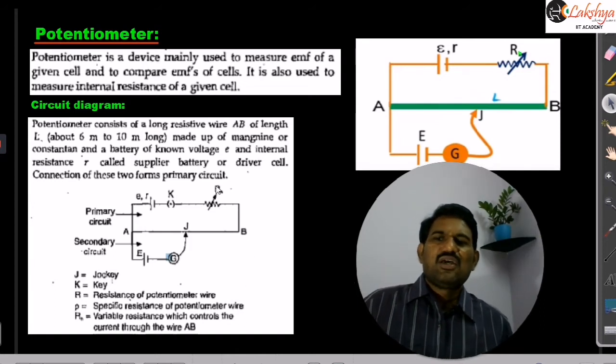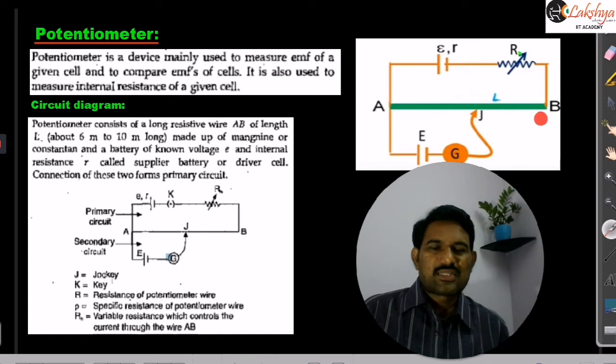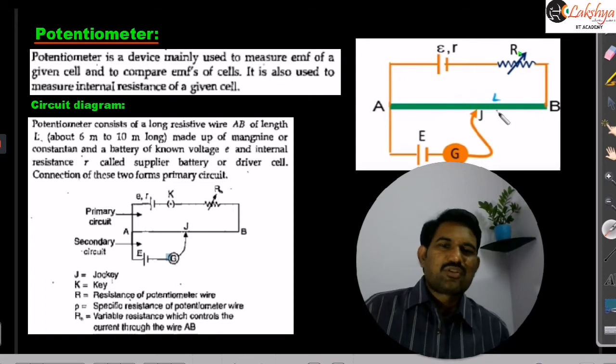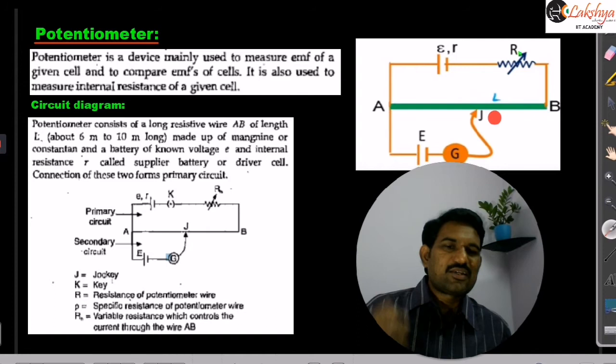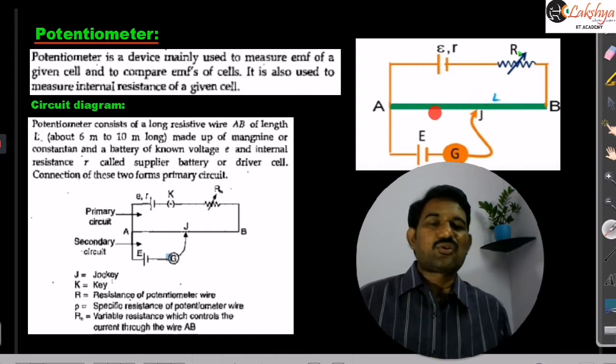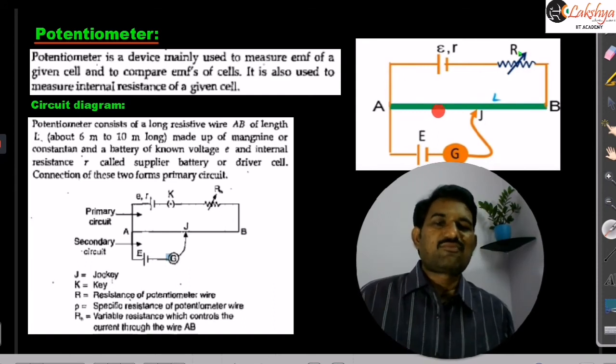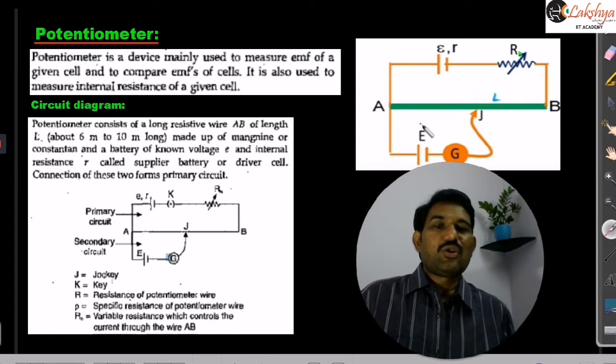This potentiometer generally consists of a 10 meter wire. In a simple circuit we show it as a single wire here. That AB is a single wire we are showing, but you can observe that it is not actually such a single wire. In the case of a meter bridge, we mention it is of length 1 meter only, but here generally it will be 10 meters long, or sometimes 400 centimeters, or sometimes 6 meters. So it is very long compared to a meter bridge.